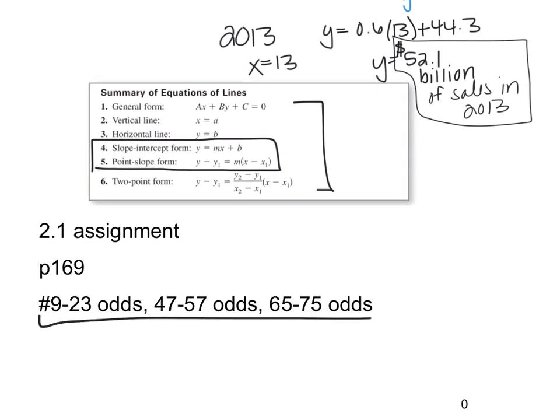Make sure you're checking those odds in the back of your book or in the ebook. Remember, they're in the A pages. So if you type in A16 and then go from there to find where lesson 2.1 is. If you need anything, let me know.